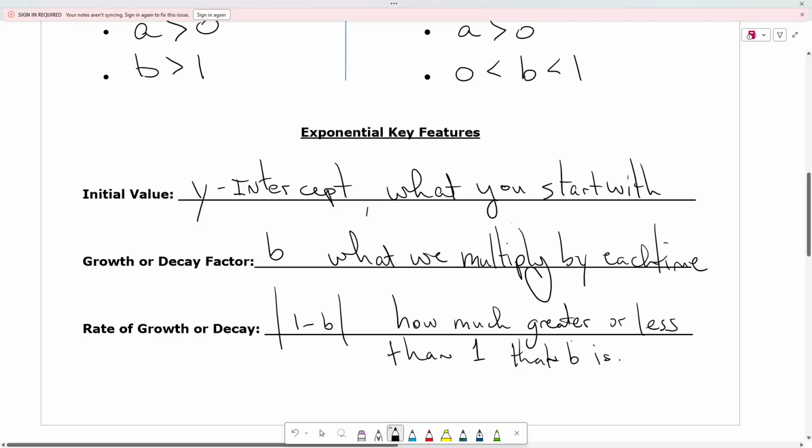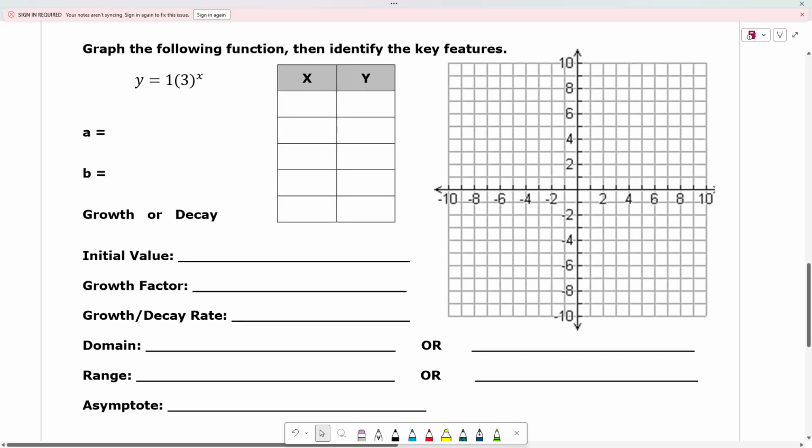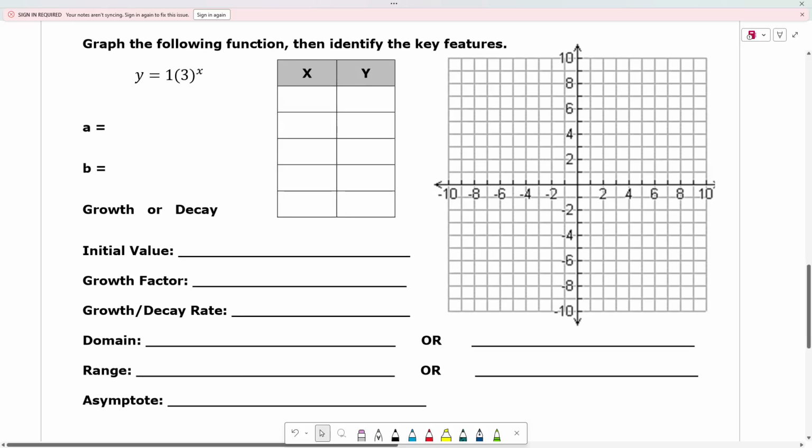So looking at an example here, we're going to graph the following and identify some features for it. My a in this case is 1. My b is 3. So if I make a table here, I'm going to have 0, 1, 2. Then we're going to put a couple of negative numbers here, -1 and -2, to go through and calculate these.